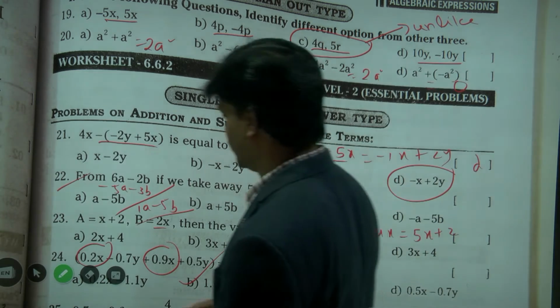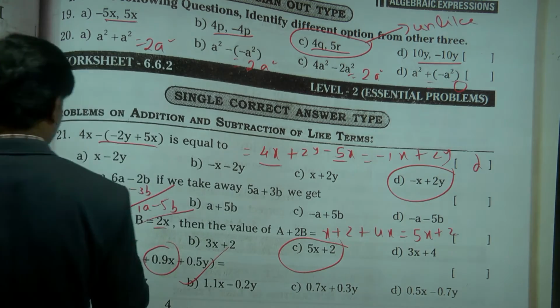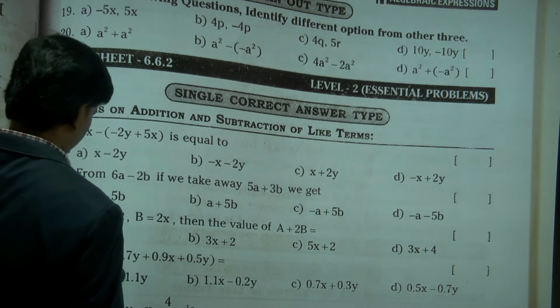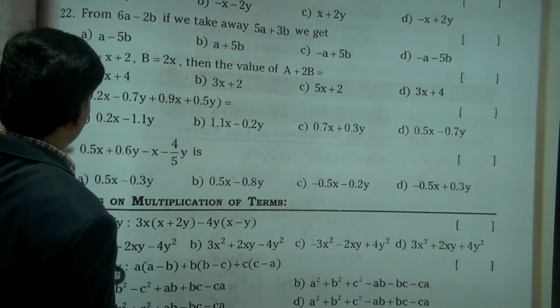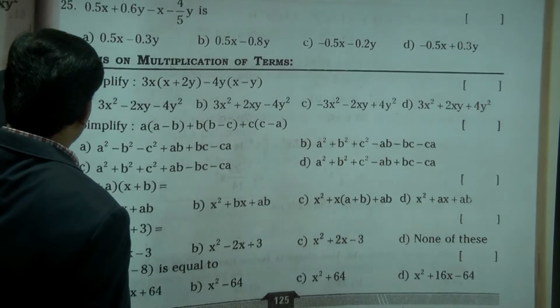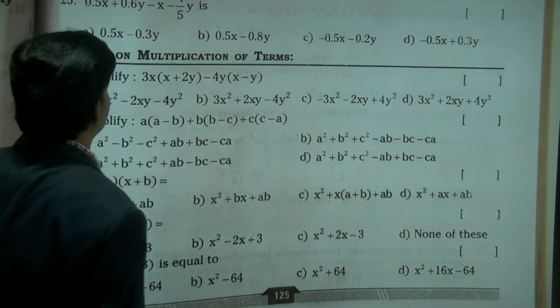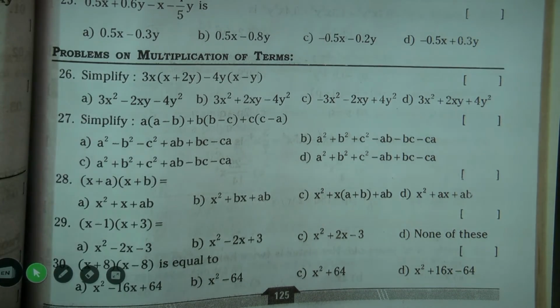Here we go to the next page. I'm scrolling up to questions 25, 26, 27, 28, 29, 30. Just have a look at this. We'll do these sums.